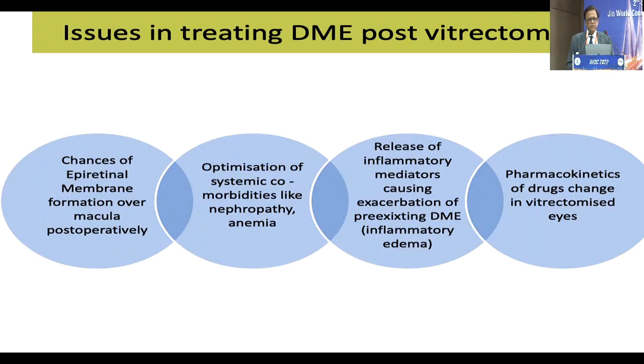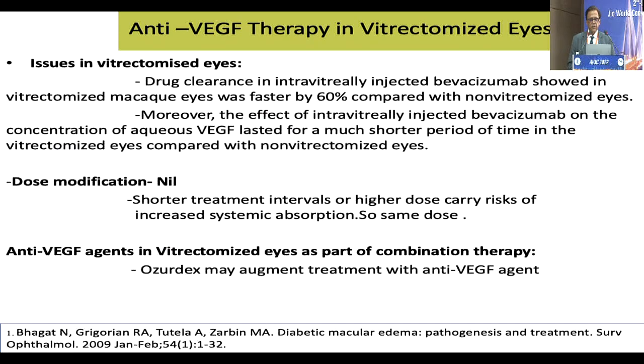So the issues are that there's a chance of ERM formation, comorbidities, inflammatory mediators. In vitrectomized eyes, the pharmacokinetics changes. So the issue is that there's an increased clearance of drugs. So anti-VEGFs, though the dose is the same, there's increased clearance. The dose does not vary.